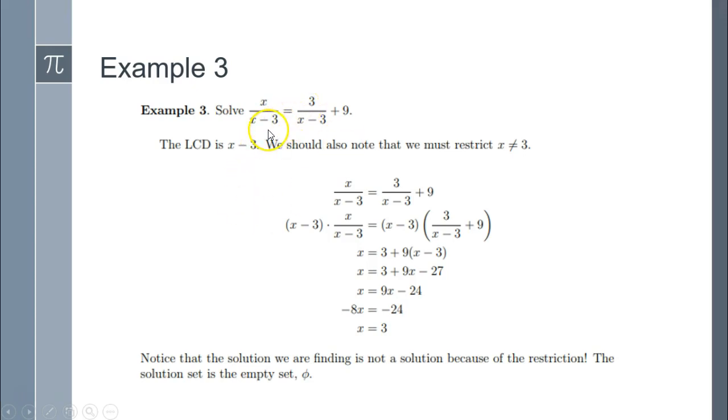And the restriction on x is, well, what would x have to be to create a 0 in any of the denominators? Well, if x is 3, each of these denominators becomes 0. So x can't be 3 because I can't divide by 0. And a fraction is just a way of writing division. So the bottoms can't be 0.